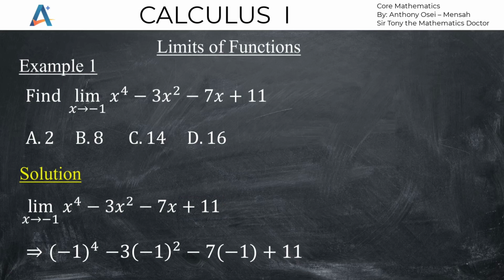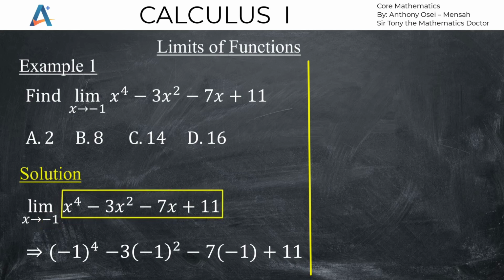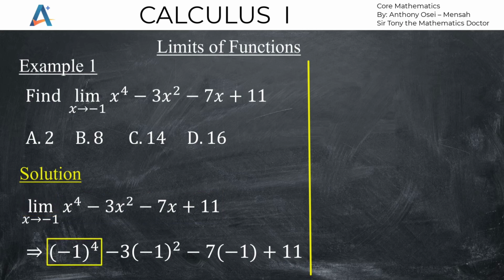Now let us simplify. Before you simplify, I want you to take note of this. When you are substituting the limit into the function, please don't bring the limit symbol again. So we continue without the limit. So (-1) all raised to the power 4 will still become 1. That is +1. Then you come -3. Then we go to (-1) all squared becomes +1. Then we continue, -7 times -1 becomes +7. That is negative times negative is positive. Then plus 11.